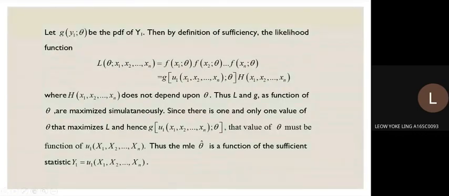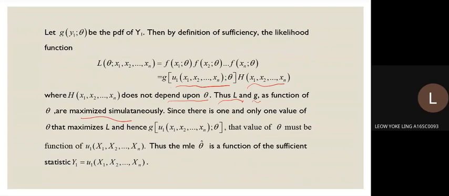Okay, let's say we have a PDF of the sufficient statistic and a function G. Because in this case, the way we construct the sufficient statistic, we need to construct the likelihood function, that means your joint PDF. So based on the factorization theorem, we can split it into two parts: function G and function H. Since function H does not depend upon theta, G(Y1; theta) is a sufficient statistic for theta. Thus the likelihood L and G as functions of theta are maximized simultaneously.